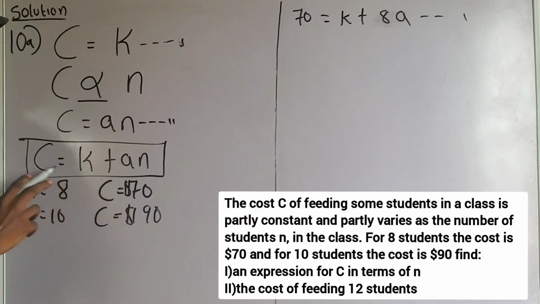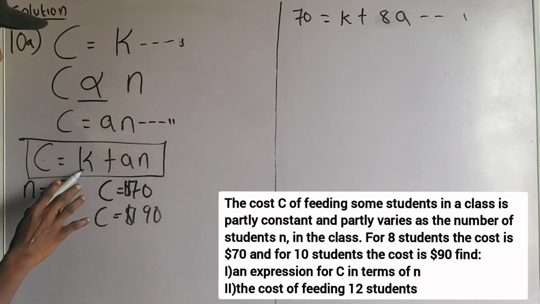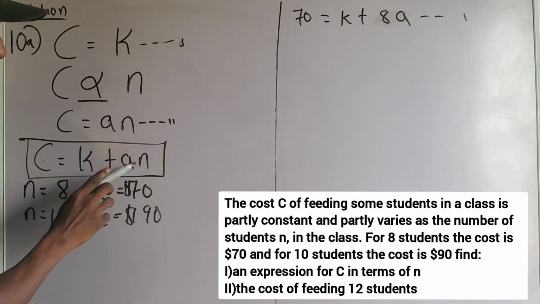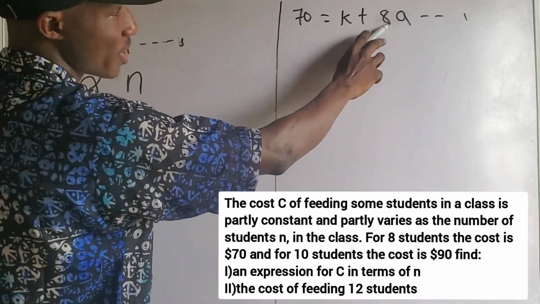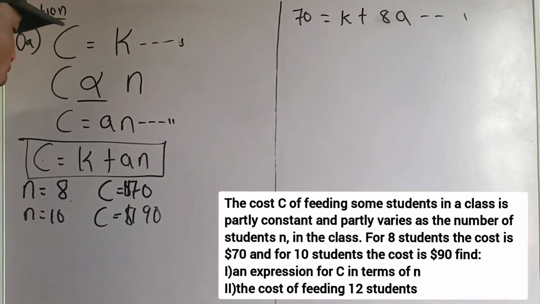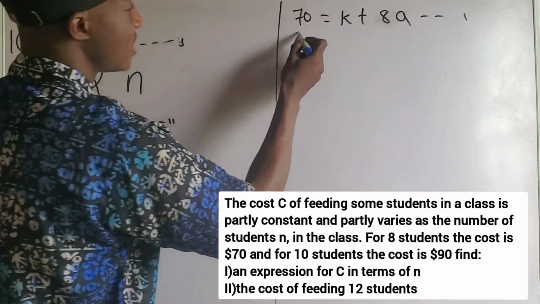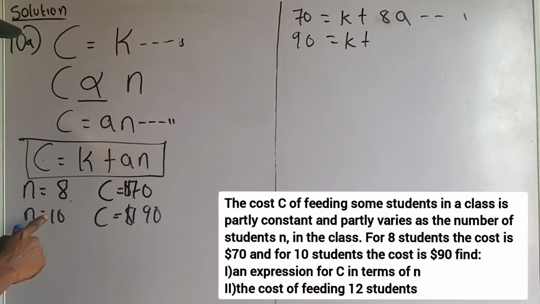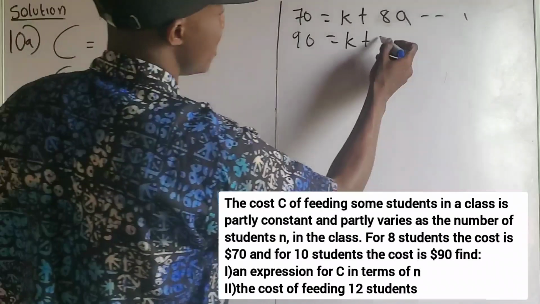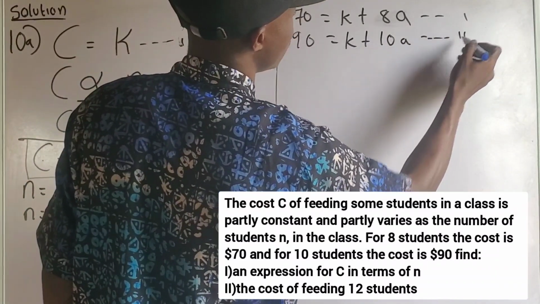Do you know what I did? When C is 70, I have 70 here. I have K. Then I have 8. N is 8, so this A is attached to 8. Do you understand? That is the first equation. For the second one, I'm going to have 90 equals K plus. Now, N is now 10, so I'm going to have 10A. Call this one equation 2.